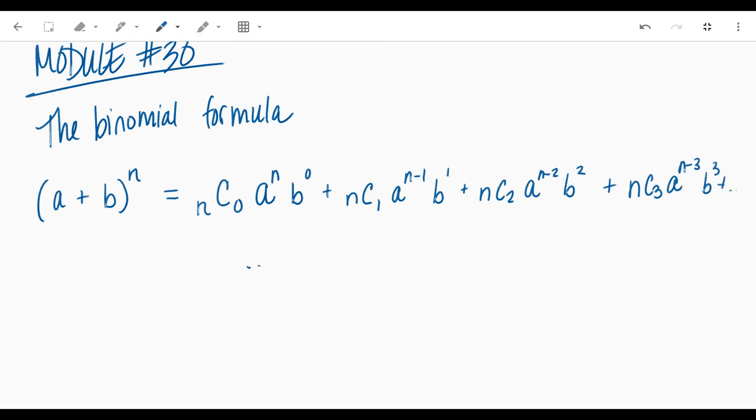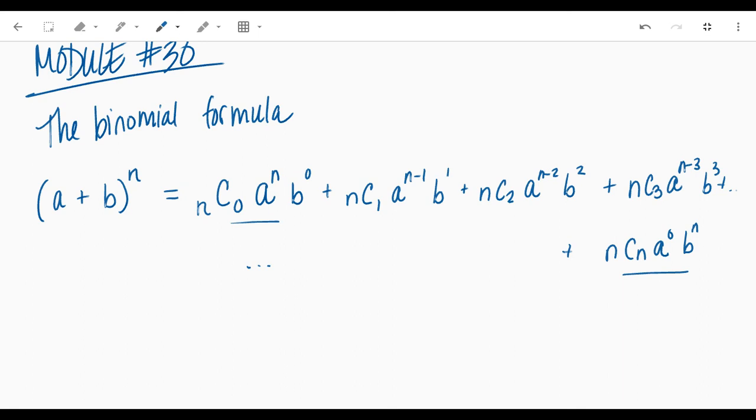And then what we would eventually end with is n choose n, a to the 0, b to the n. So you can see how that's different from the first term to the last term. We do n choose 0, n choose 1, n choose 2, n choose 3, all the way until we get to n. The exponent on the a starts at n and works its way down to 0, and the exponent on the b starts at 0 and works its way up to n.